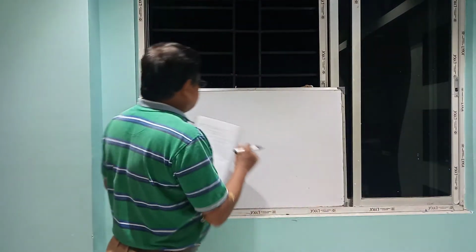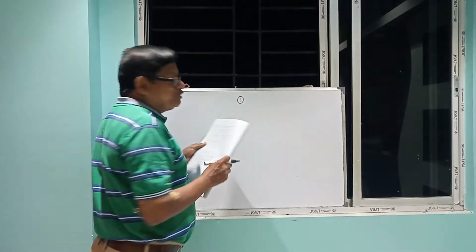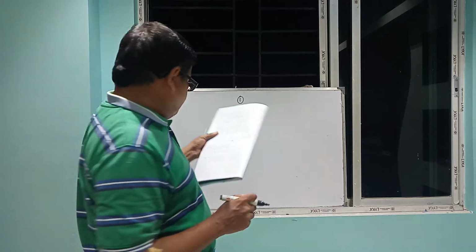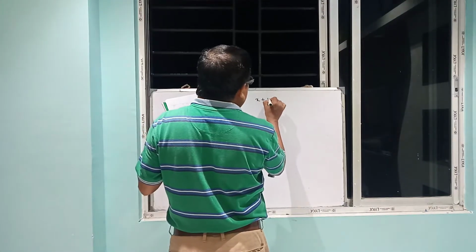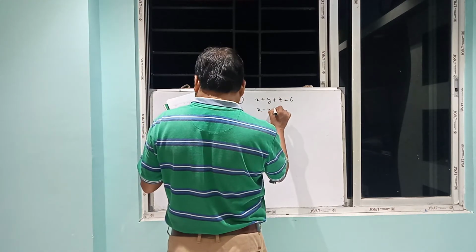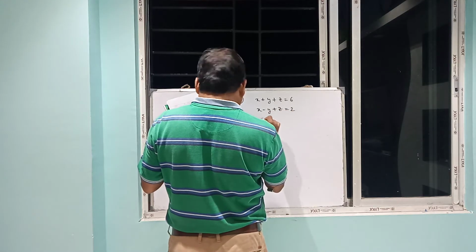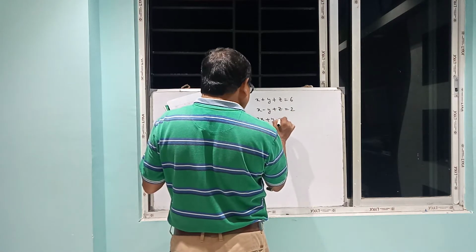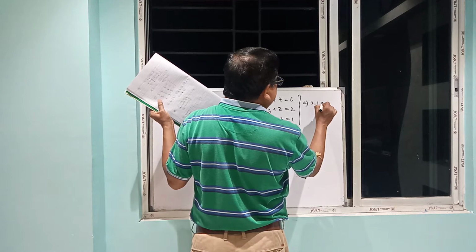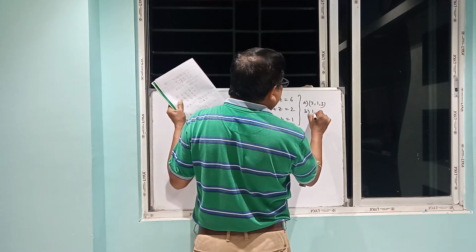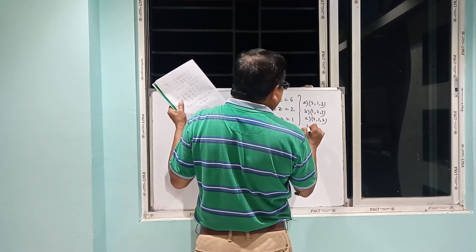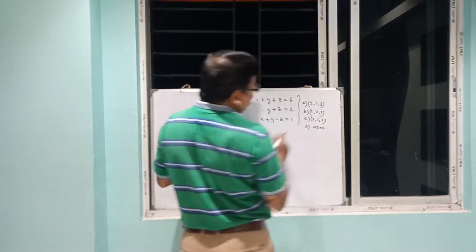Okay. See, suppose question number one. The solution set of the system of linear equations is given by, suppose x plus y plus z equal to 6 and x minus y plus z equal to 2 and 2x plus y minus z equal to 1 is given. So option A is given 2, 1, 3, B is given 1, 2, 3 and C is given 3, 1, 2. D is given none of these.